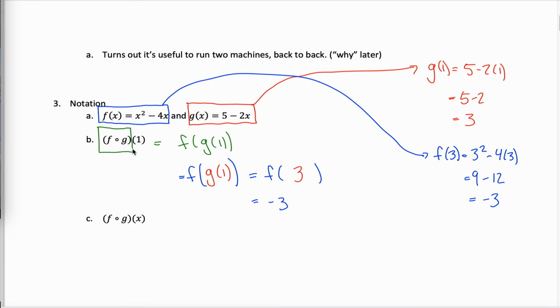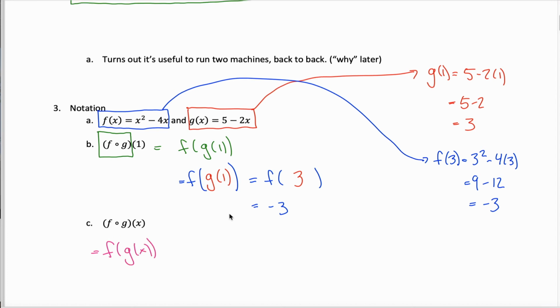Since we can rewrite this f of g of 1 as this f of g of 1, we could rewrite this f of g of x as this f of g of x. Why would you be interested in doing that? Well, because if you work from the inside out in much the same way we did up here, we can replace g of x with what g of x is equal to, 5 minus 2x. So I could say that this expression right here is equal to f of something. That something is g of x, but g of x is 5 minus 2x. So inside the parentheses, I can write 5 minus 2x.